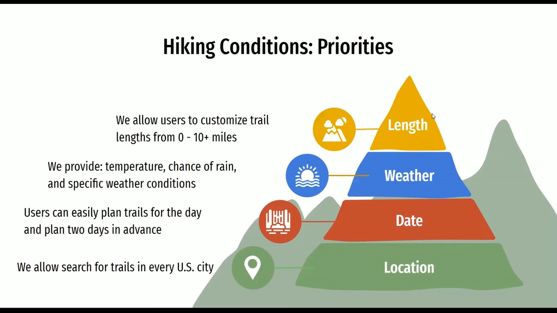Thirdly, we allow the users to be able to plan trails for either that day or days in advance to be able to pull data such as weather and what the trail is going to look like in order to plan the hike for whichever day they want to go on a hike. And lastly, we allow for search in every US city via our API.